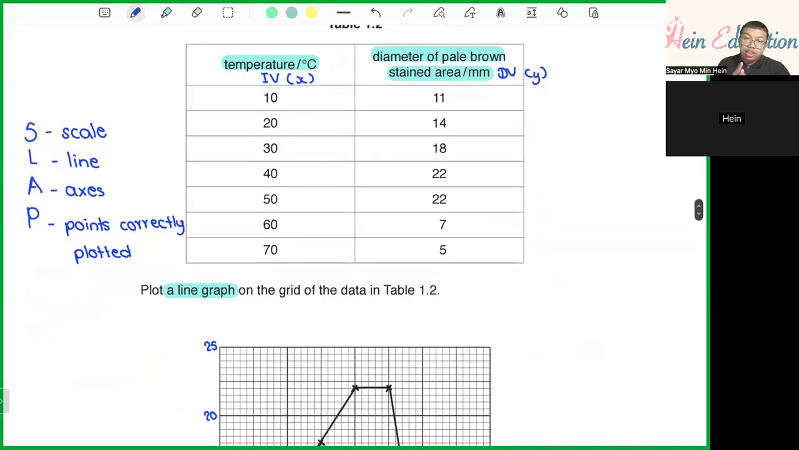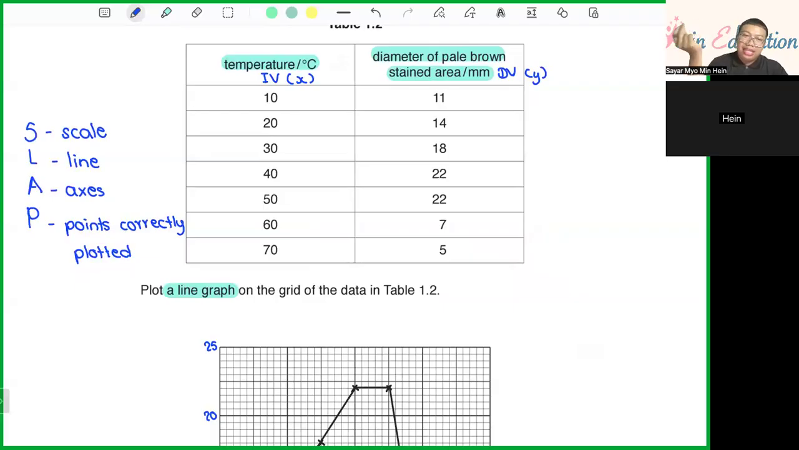In biology, usually there are only two types of graph, which can be a line graph or a bar graph. So make sure you read and pay attention to the questions carefully so that you gain full points, right? When we draw a graph, there is an acronym that we can use to check whether your graph can gain a full score or not. So in short form, it is SLAP, right?